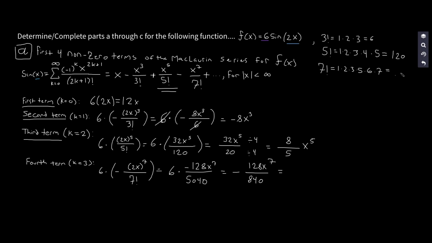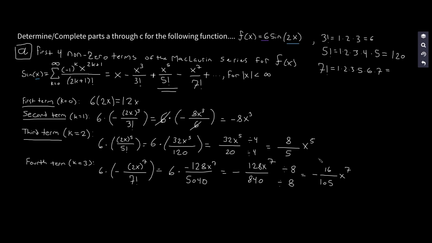8. They're both divisible by 8, right? 128 divided by 8, and then 840 divided by 8. Yeah, they're both divisible by 8. 8 and 8 equals, what is this? Negative 16 over 105 times x raised to the 7th power.